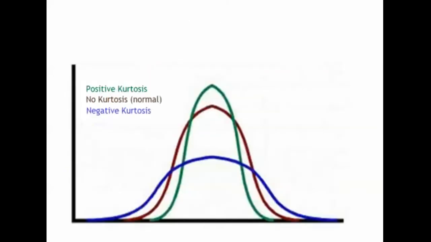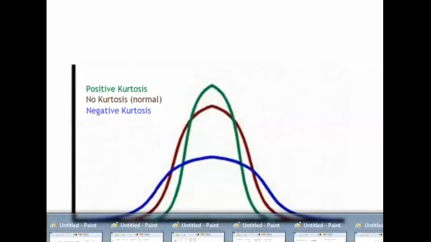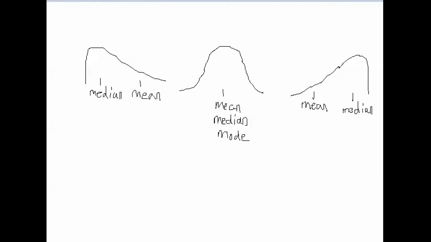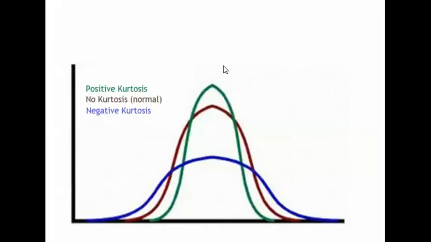I think this is a good picture right here. I got this from a website. This blue line is a negative kurtosis, this red line right here is a normal distribution, and this green line here is a positive kurtosis. I was trying to think of an example of a variable that might have a negative kurtosis and a variable that might have a positive kurtosis.